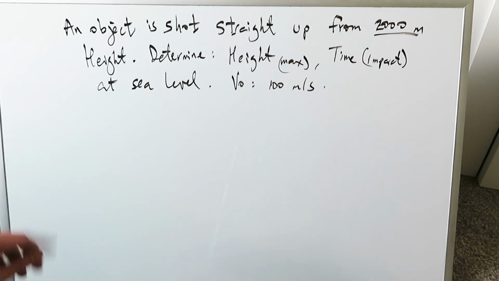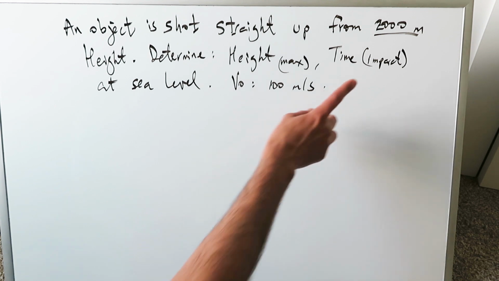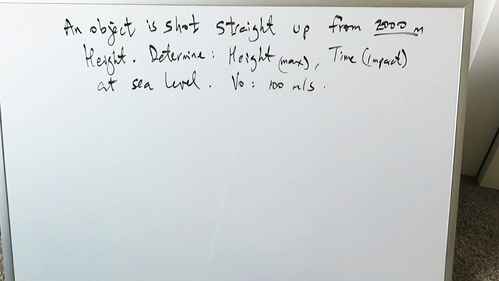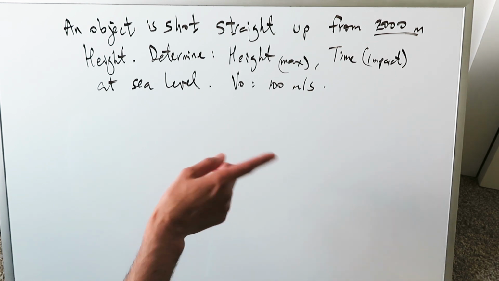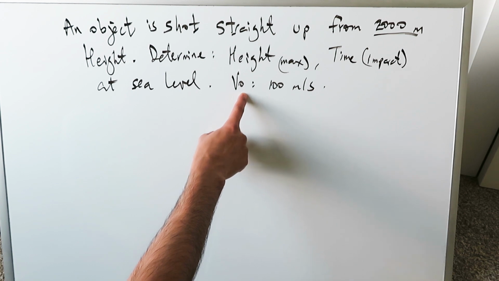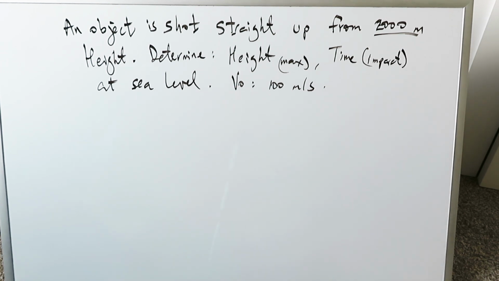We have an object which is shot straight up from a 2000 meter height. We have to determine the maximum height and the time of impact of that object at sea level. Given the initial velocity, the object was shot straight up at 100 meters per second.